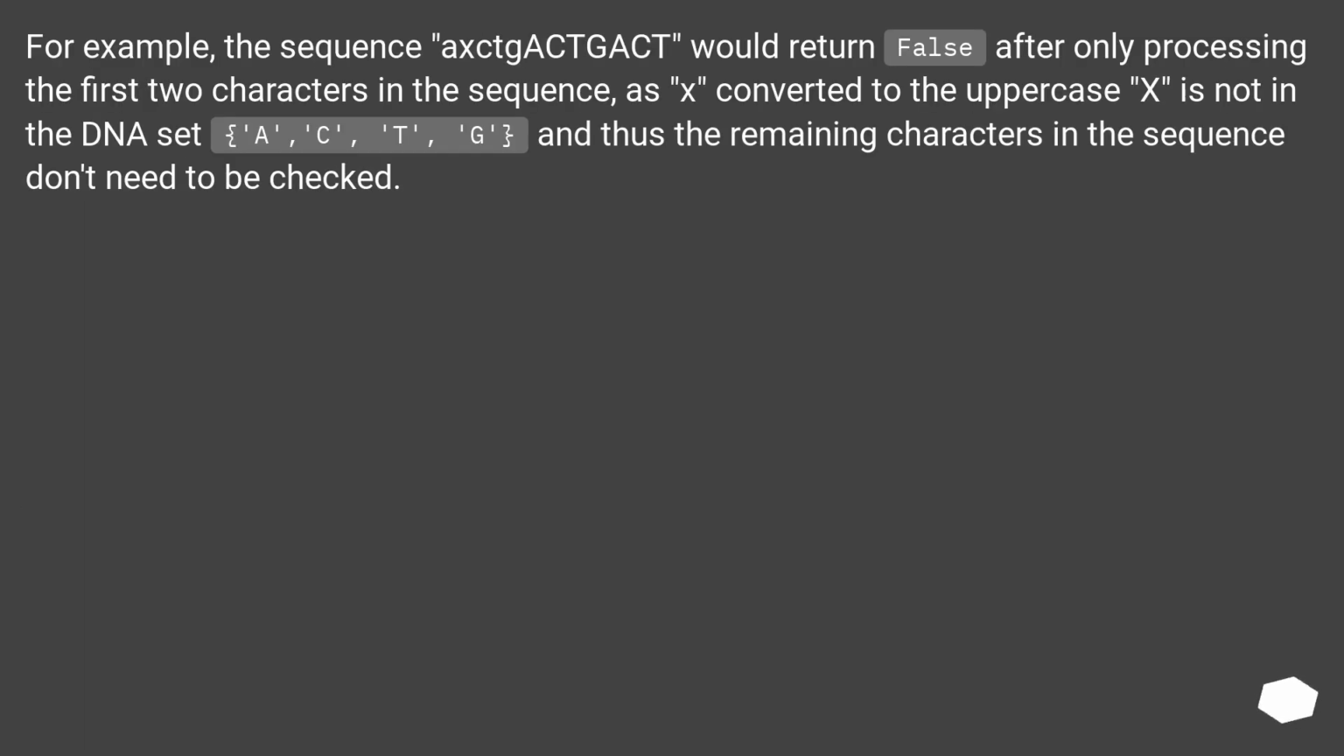For example, the sequence XKK would return false after only processing the first two characters in the sequence, as X converted to the uppercase X is not in the DNA set A, C, T, G, and thus the remaining characters in the sequence don't need to be checked.